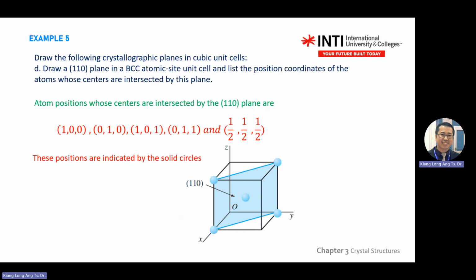Of course, BCC is already given to you. What happens if the question changes to 0, 1, 1? Are you able to tell the intercept coordinates? You should be able to do it. Or if it changes to 1, 1, 1, what are the coordinates of the cell that intersects with this plane? You should be able to do it.